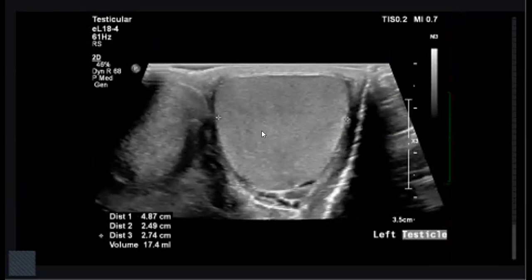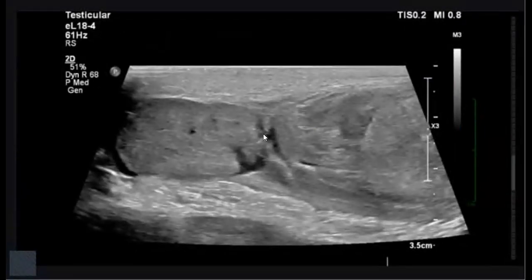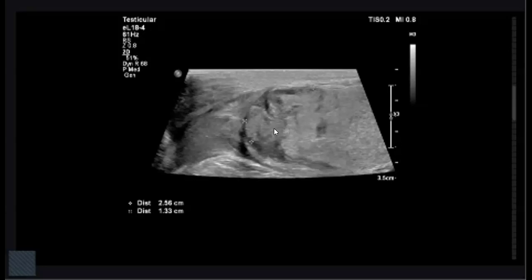Now I'm going to see the left testis. Your voice is so far. Oh, no, no, no, I will change everything. So there it says the left testis. Here I could not see the blood flow on the left testis. The right testis flow appears normal.